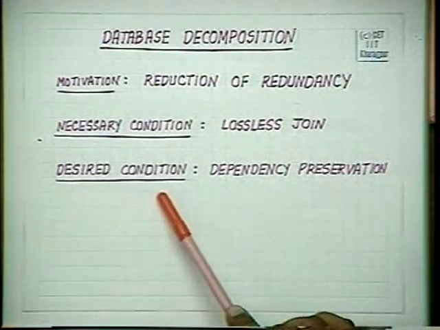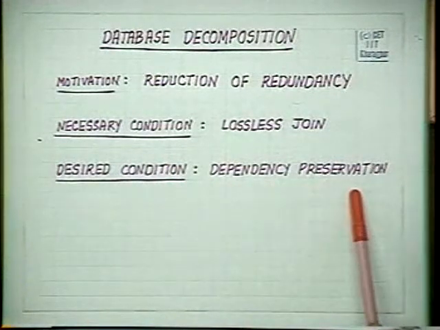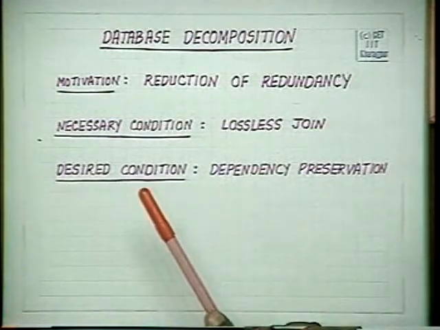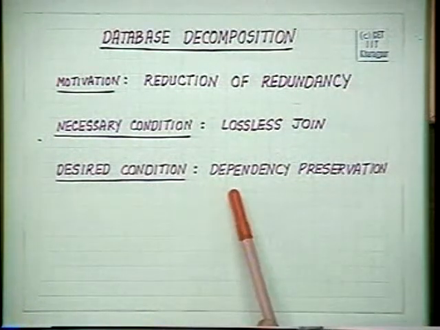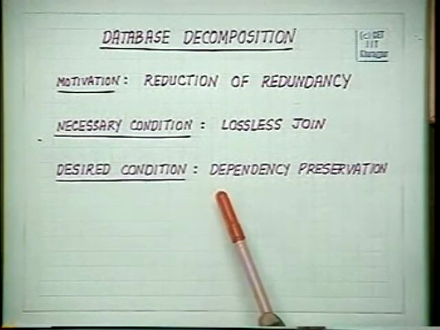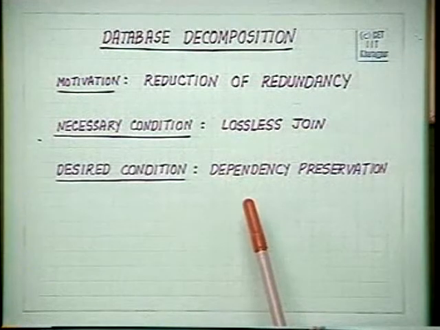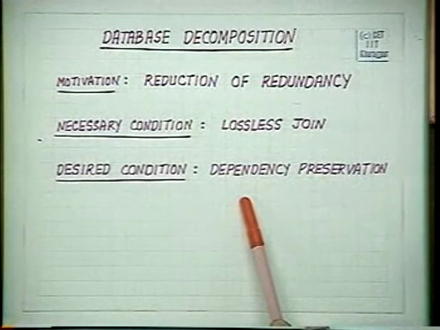Another desired condition of a decomposition was the concept of dependency preservation. In this case, we wanted to have a scheme by which we would be able to check all the functional dependencies on any one of the decomposed relation schemes. Because if there is a functional dependency which cannot be checked by any one of the relation schemes of the decomposed relation, then we would have to perform a natural join of all the relations and then check it on the original relation, which would be much time consuming and costly in terms of our computational effort.